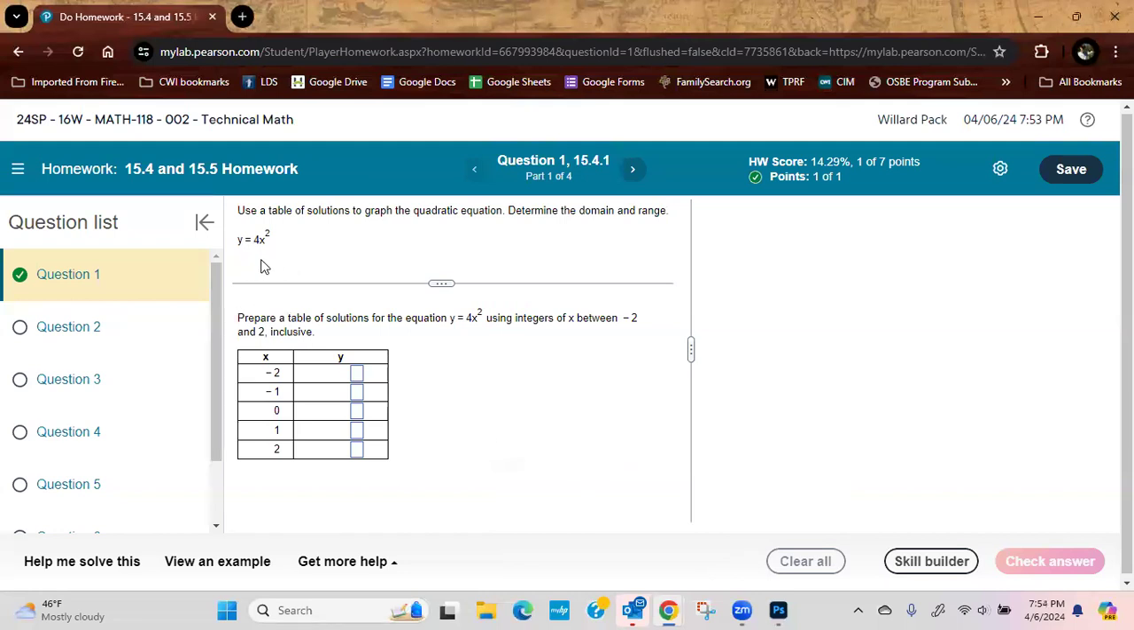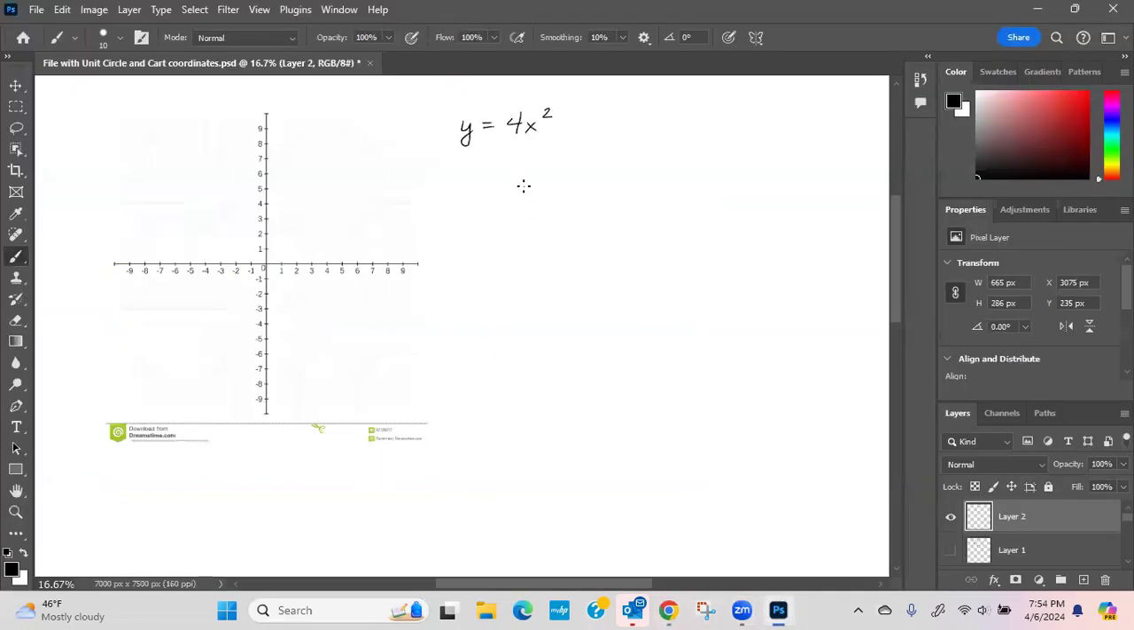y equals 4x squared is the problem, and they want us to choose x values from -2 to 2. So let's create our xy table, and we'll choose x values from -2 to 2. And they'll want us to type in the y value. So again, we're going to replace the x in the equation with the x we chose.